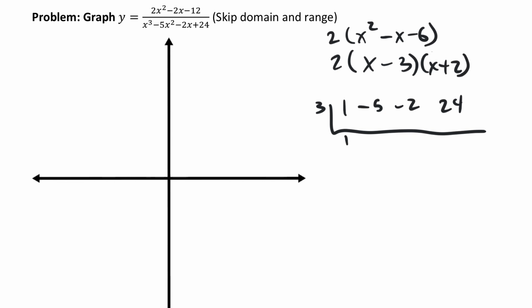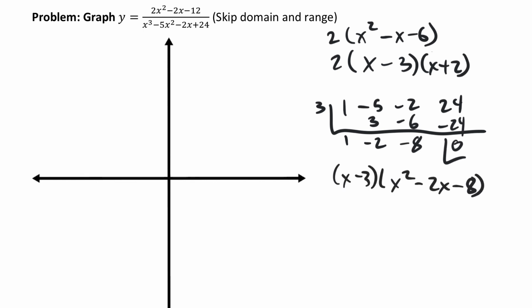So we'll put 3 here. That's going to be negative 2, negative 6, negative 8, negative 24. Oh, what do you know? It definitely worked. So we'd have (x minus 3)(x squared minus 2x minus 8). Then we do a little more factoring. This would be (x minus 6)(x plus 4), no, (x minus 4)(x plus 2). Yeah, that looks good.